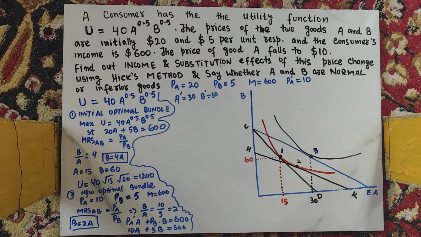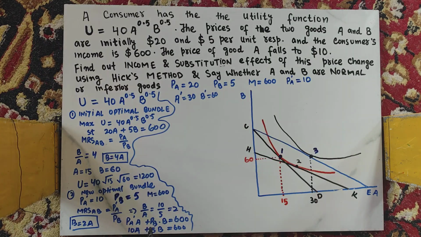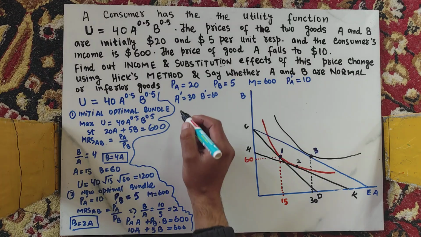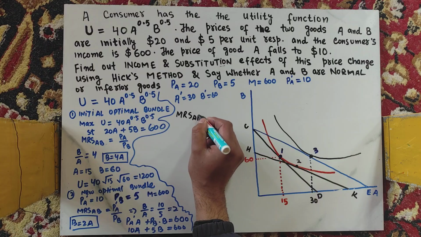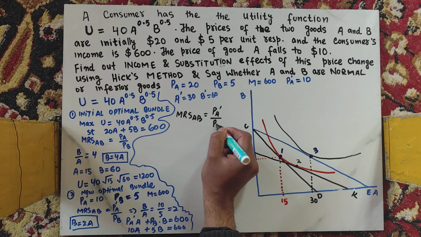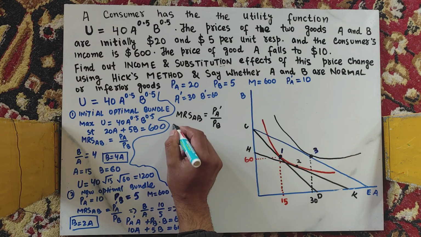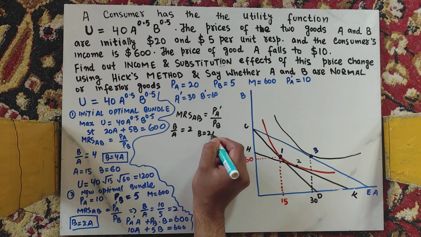Now to achieve the initial utility with new prices, we need to equate MRS between good A and B with the new prices, price of A prime divided by price of B. Now we get B upon A is equal to 2, or B is equal to 2A. We know that very thing also.